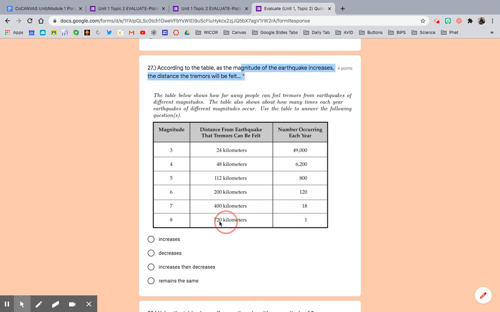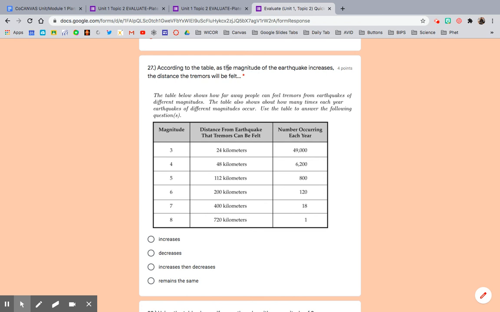There's only one 8 magnitude a year, 18 7 magnitudes, 126 6 magnitudes, 800 5 magnitude earthquakes, over 6,000 4 magnitude earthquakes, and almost 50,000 3 magnitude earthquakes.